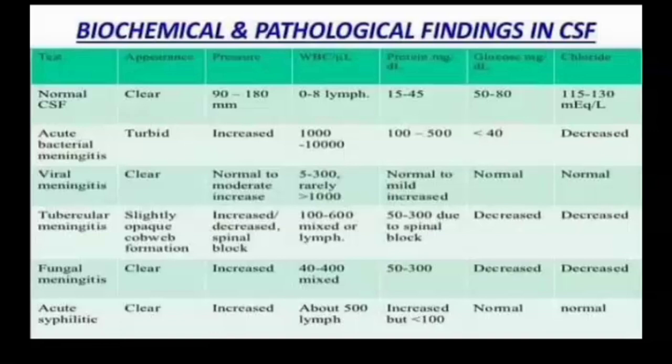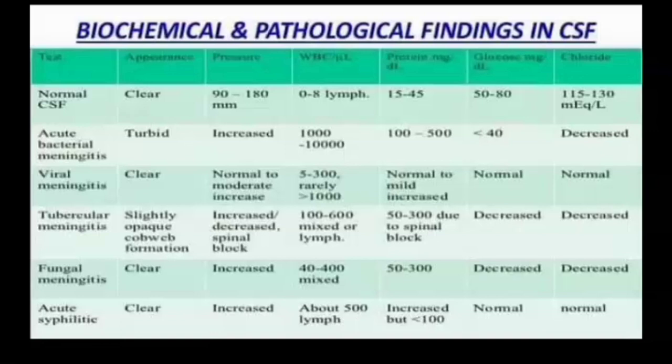Normal CSF will be clear. Pressure will be 90 to 180 millimeter, WBC count is 0 to 8 lymph, protein is 15 to 45, glucose is 50 to 80, then chloride is 115 to 130.